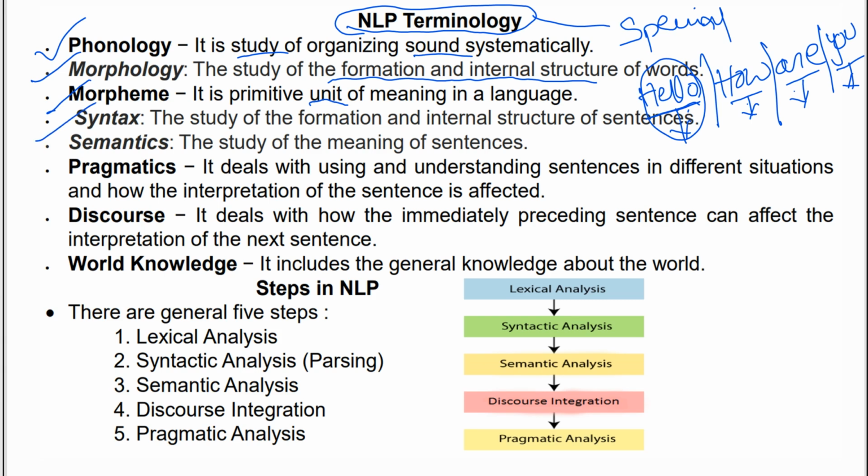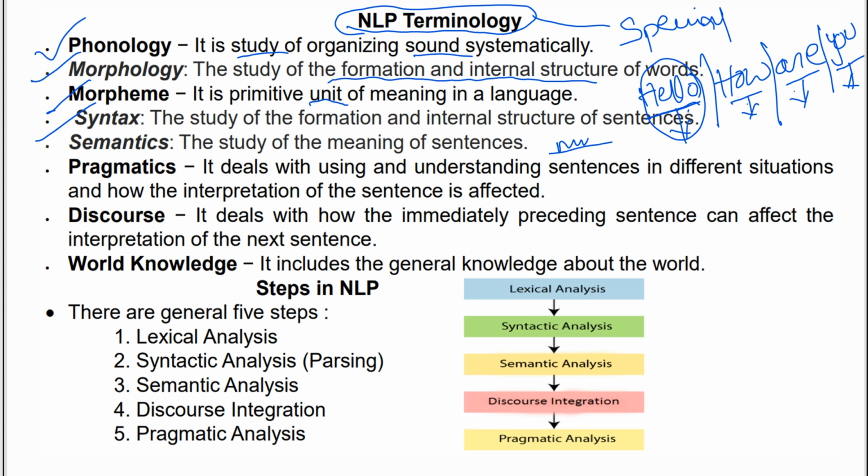And syntax, everyone knows, right? Whatever sentences you write must be syntactically correct. The study of the formation and internal structure of sentences is called syntactical analysis.